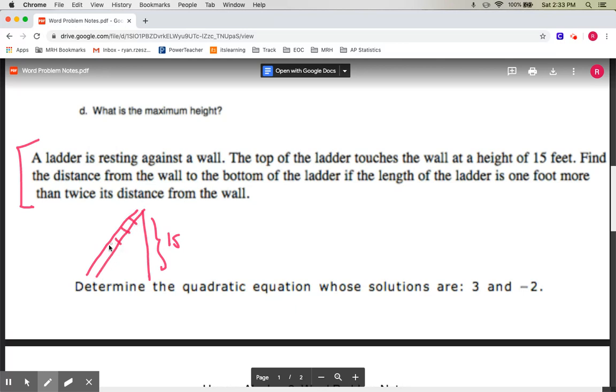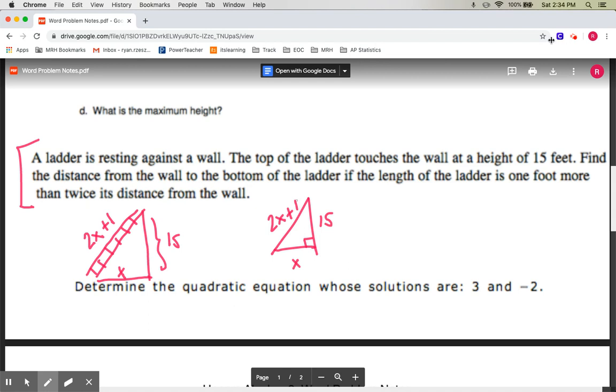So there's my ladder. It doesn't tell me how long the ladder is, but it does say the distance from the wall to the bottom of the ladder, this part right here, is 1 foot more. Let's see, the length of the ladder is 1 foot more than twice its distance from the wall. I don't know how far it is to the wall, so that's going to be x. But this is 1 foot more than twice that, so it's 2x plus 1. If I drew this as a picture without any ladder in it, it would be a triangle that looks like this.